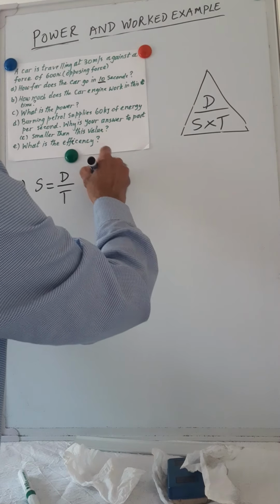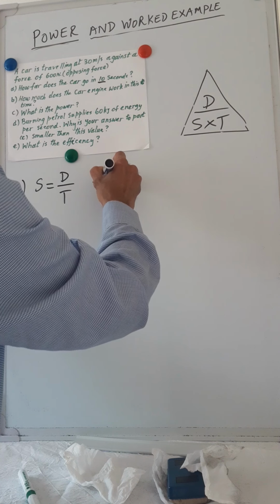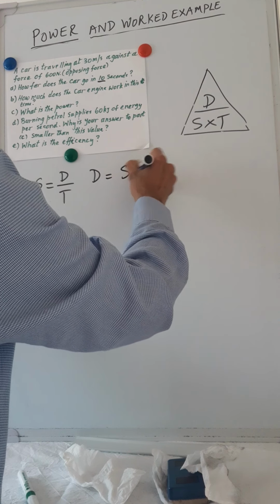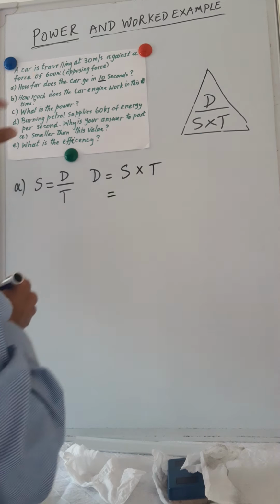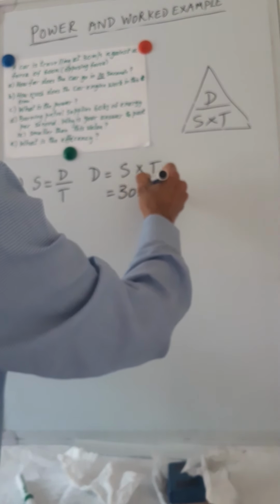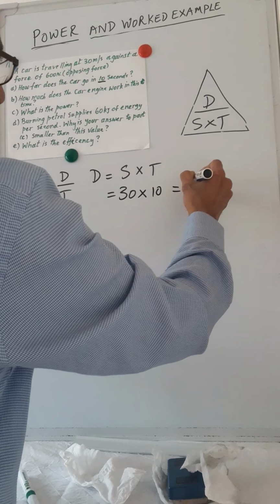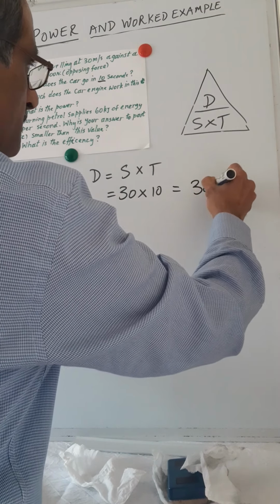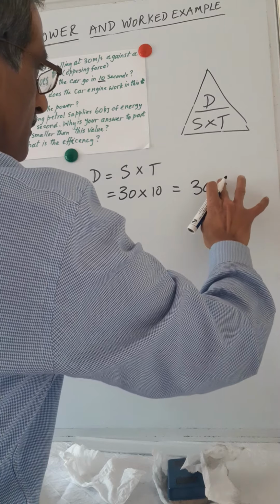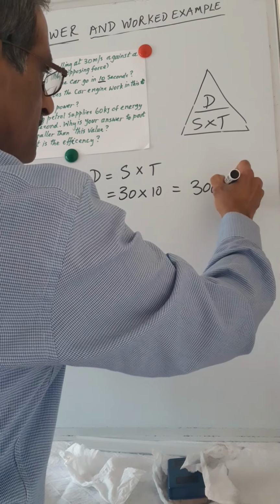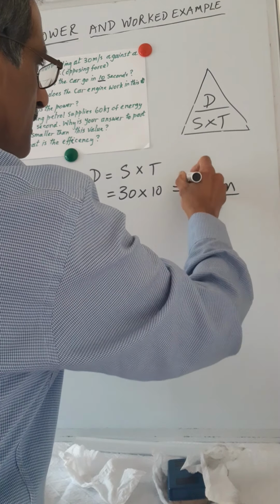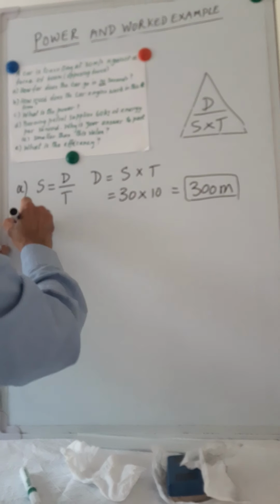So we said distance equals speed times time. The speed is 30 meters per second, and the time it takes is 10 seconds. 30 times 10 is 300 meters. So he travels a distance of 300 meters. Okay, that's the answer to the first one.